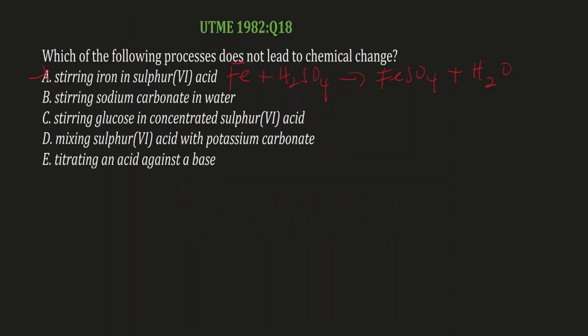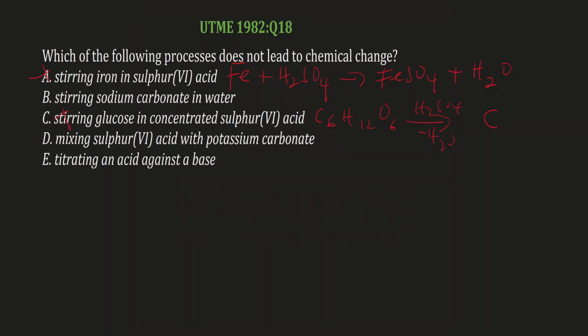Option C says stirring glucose in concentrated sulfuric acid. All right, sulfuric acid is a drying agent. Glucose is C6H12O6. So if you put sulfuric acid into this, it's going to take in the water molecule and you're going to be left with a charred carbon or charcoal. So this is going to lead to a chemical change because a new substance is formed, which means that this also leads to a chemical change. So C is wrong.